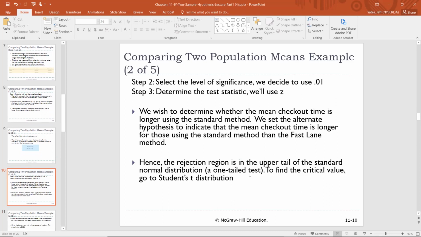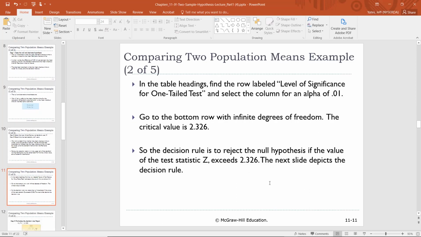So we're going to use an alpha of 0.01. We want a 99% confidence level. Right. Determine whether the mean checkout time is longer using the standard method. We set the alternative to indicate the mean checkout time is longer for those using the standard versus the fast lane. All right. Since the rejection region is the upper tail of the standard normal distribution curve, we find the critical value. Again, if we went to the table, we would do a one-tail test with a 0.01 in the T table or the Z table.